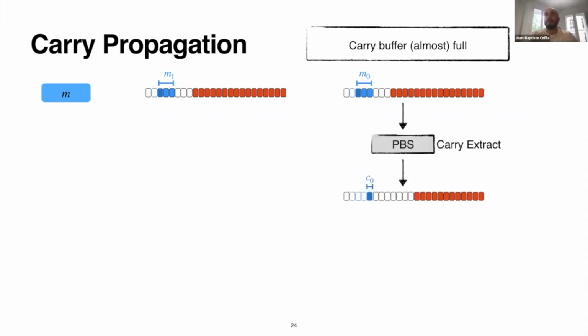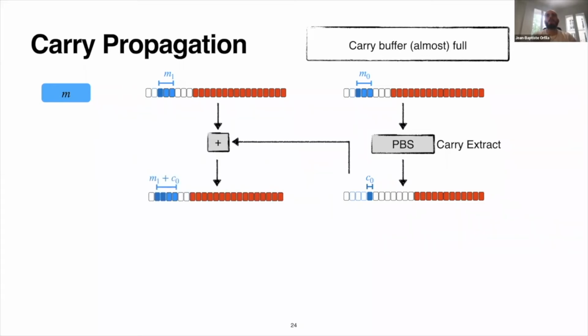So let's start and say, okay, I want to have the carry. We will use a PBS to make a carry extract, and we will get a ciphertext which contains only the carry. Then we need to add the carry to the next ciphertext. So we will get another ciphertext, which is the sum between the M1 message, which is the most significant block in our case, plus the carry.